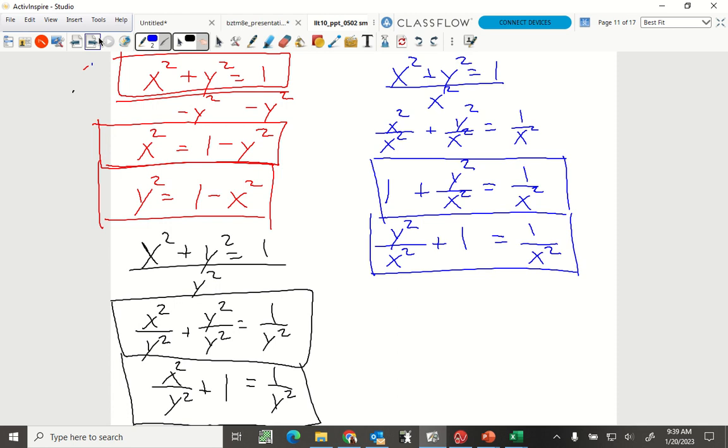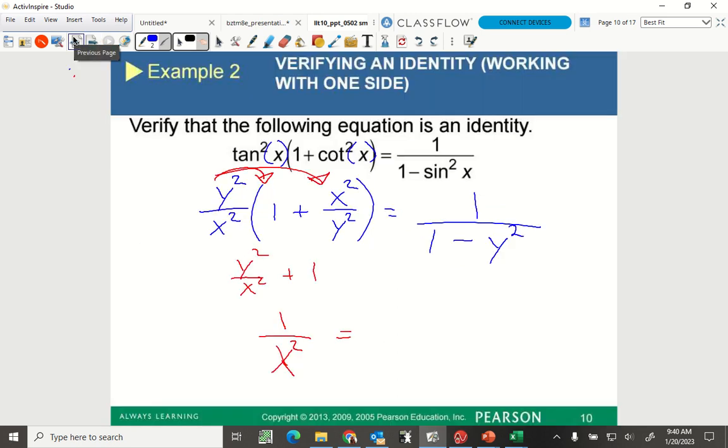What identity am I using? Let me look it up there. Did you write them all down? What identity am I going to use? X squared, right? Because I have 1 minus y squared, don't I? So whenever I see 1 minus y squared, I'm going to replace that with x squared. So 1 minus y squared on the bottom is being replaced with x squared. Now, are they equal? Are they the same thing? There we go.